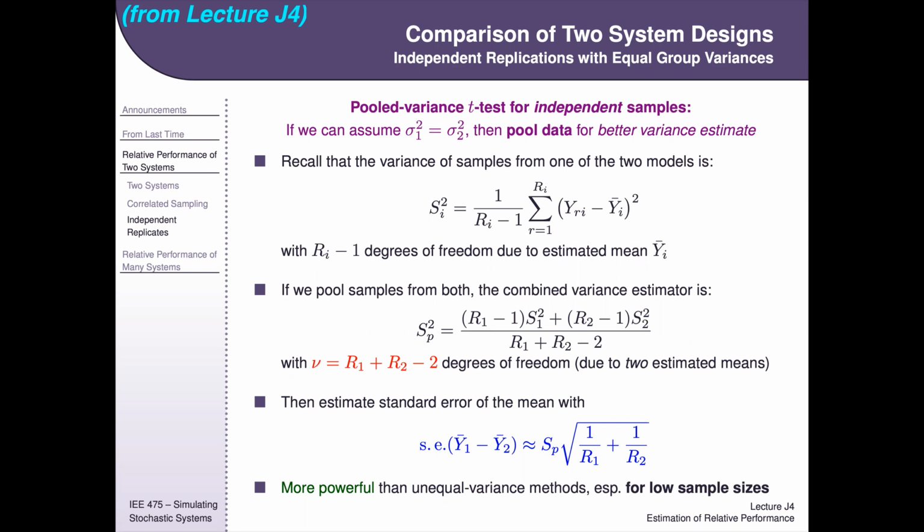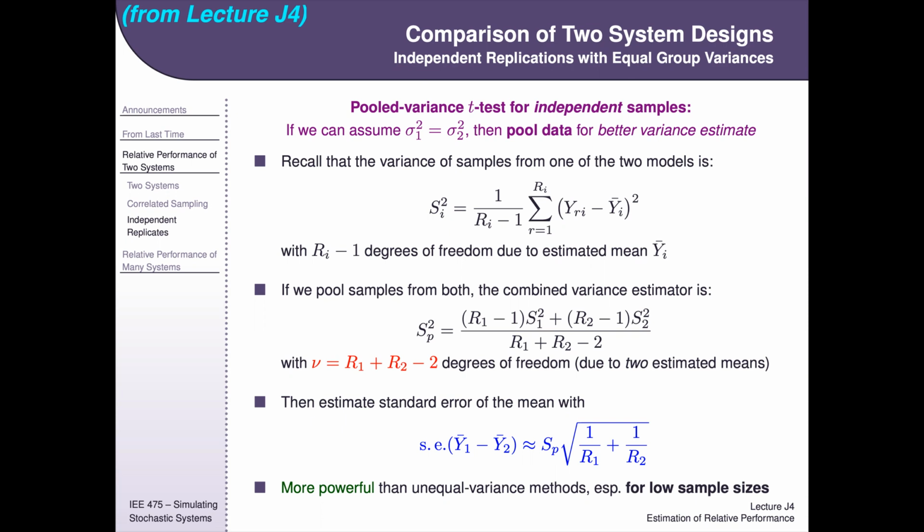But when we calculate our critical t value, we have to use this as our degrees of freedom. So instead of using R1 minus 1 or R1 plus R2 minus 1, we have to use R1 plus R2 minus 2 for the critical t value to calculate the half width. And then the standard error we use in the half width will be this standard error formula down here.